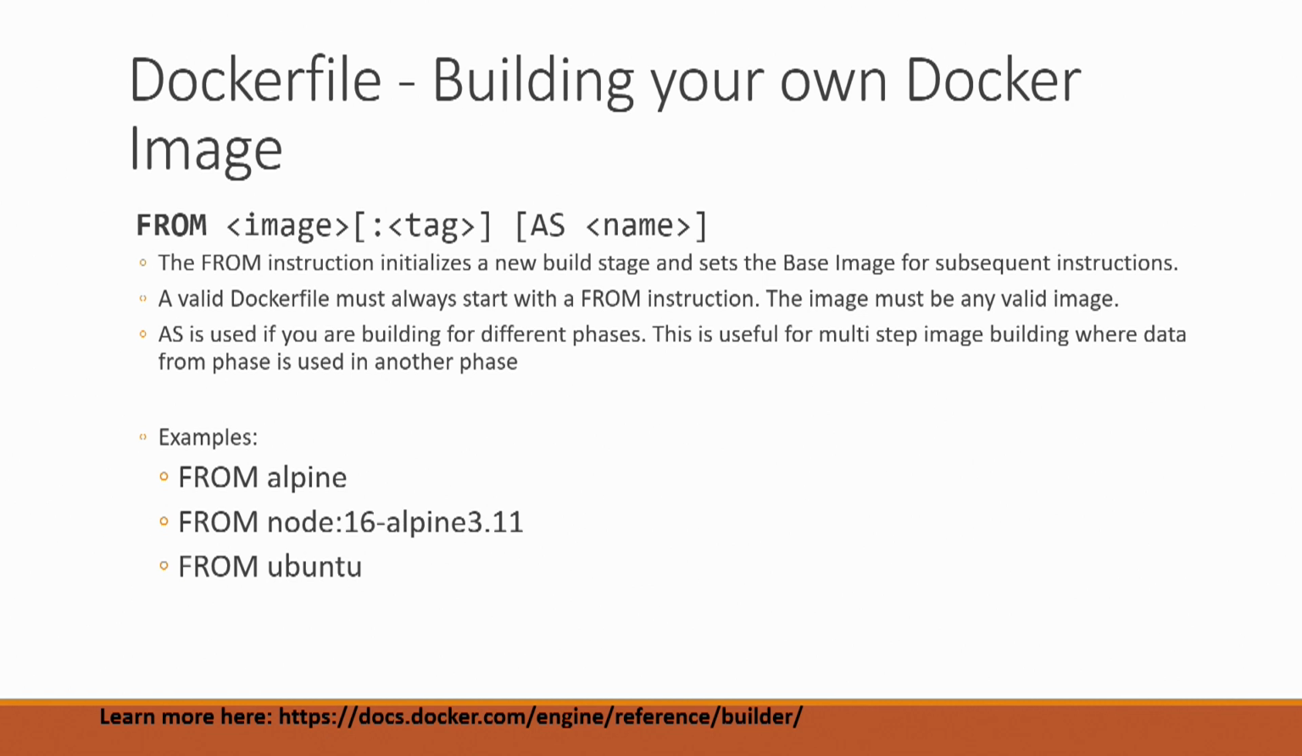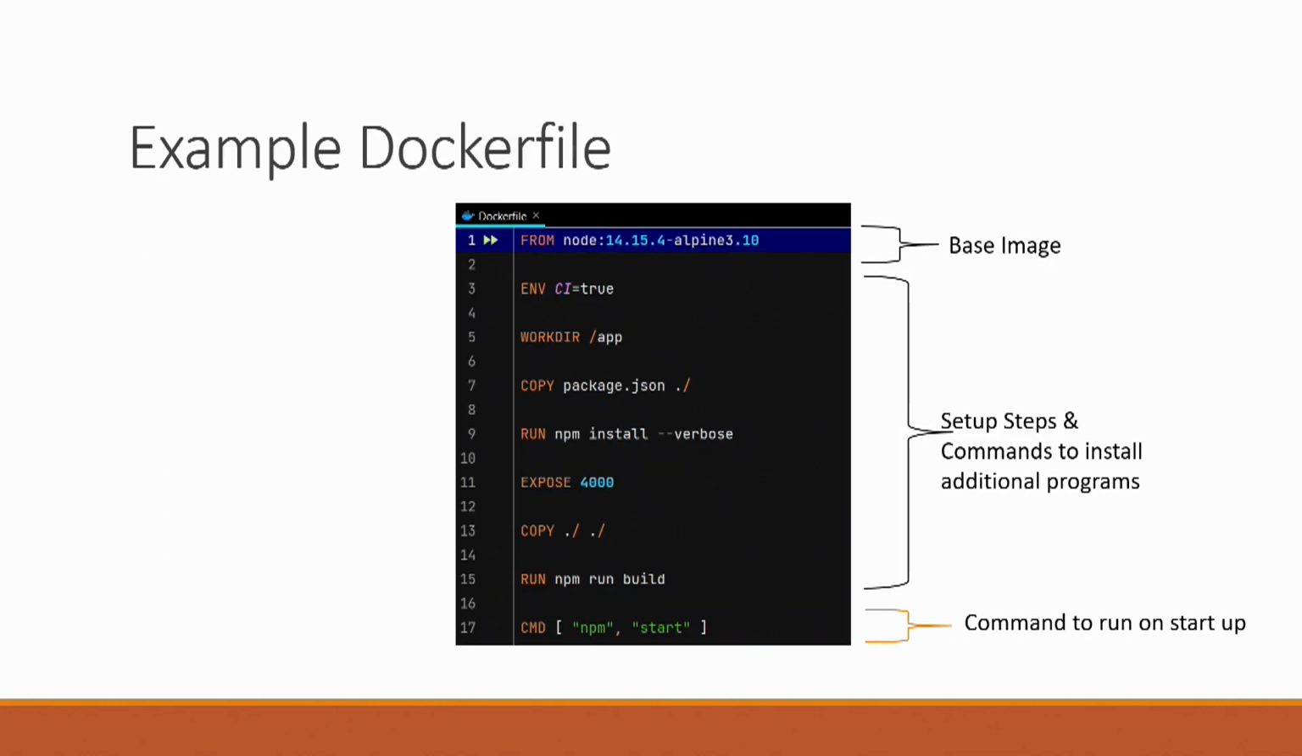The FROM instruction initializes a new build stage and sets the base image for subsequent instructions. A valid Dockerfile must always contain a FROM instruction, and the image must be a valid name. So this is the FROM instruction. It's specifying a base image, and this must be a valid base image from Docker Hub, hub.docker.com. It must always be a base image.